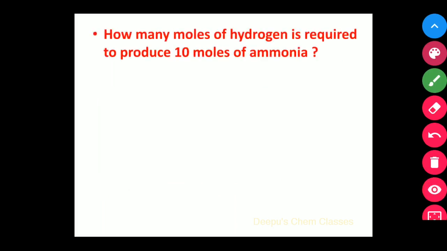Let us see an example. How many moles of hydrogen are required to produce 10 moles of ammonia? Let us understand the question well. To produce 10 moles of ammonia, how many moles of hydrogen are required?